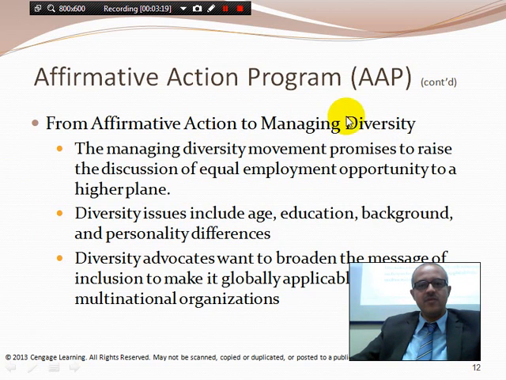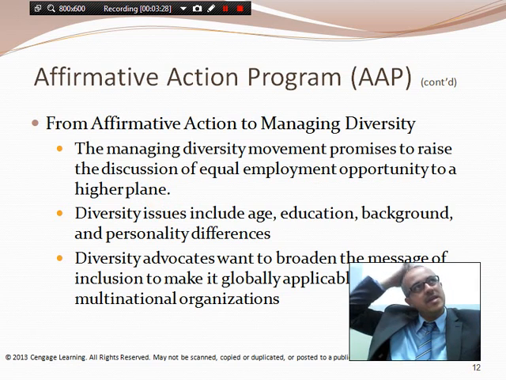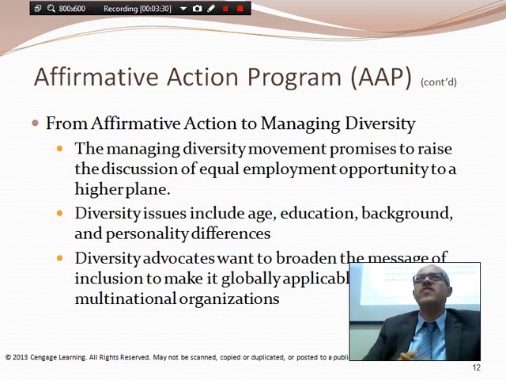This is from Affirmative Action to Managing Diversity. The Managing Diversity Movement promises to raise the discussion of equal opportunity. So this is also another legal issue. In some companies today, half of your customers, like when we talked about the Shibani restaurant, they have a female section, a male section, a married section, female only, family only, VIP only, business only. Therefore, they need to have a similar distribution in terms of their employment.